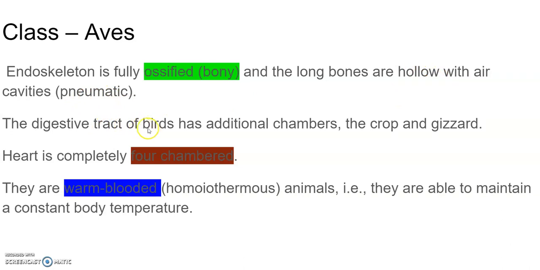The digestive tract of birds has additional chambers called crop and gizzard. Very important point: what are the additional chambers in the digestive tract of birds? Crop and gizzard. The heart is completely four-chambered, and they are warm-blooded, homeothermous animals. That is, they are able to maintain a constant body temperature, like human beings, like mammals.